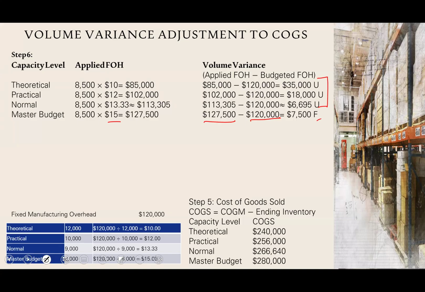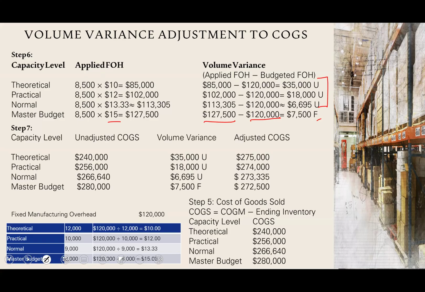Now we have to make this adjustment to cost of goods sold so that we can be ready for the income statement. Okay, so we say our unadjusted cost of goods sold that we calculated on the previous page, we copy here. Now we take these adjustments for our production volume variance. Okay, and notice whenever it is underapplied, we add. When it is overapplied, we subtract. Okay, so now this is my adjusted cost of goods sold.